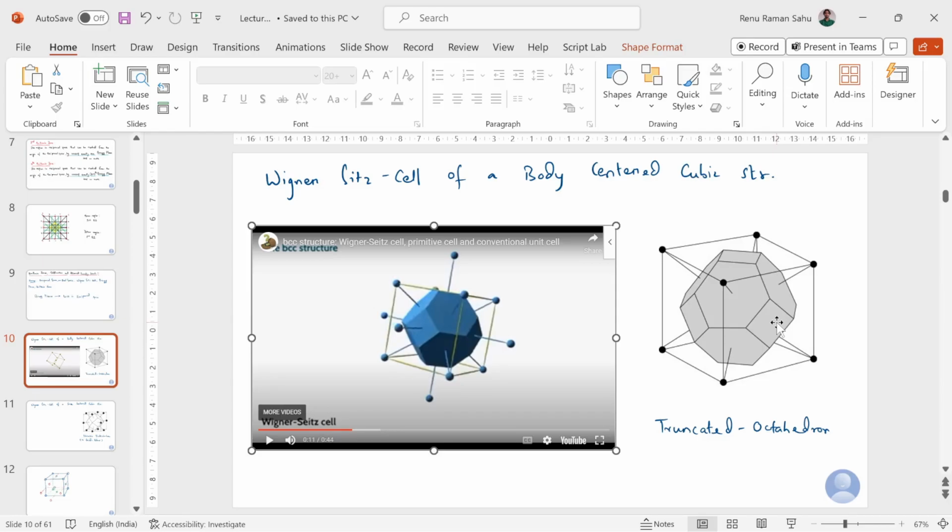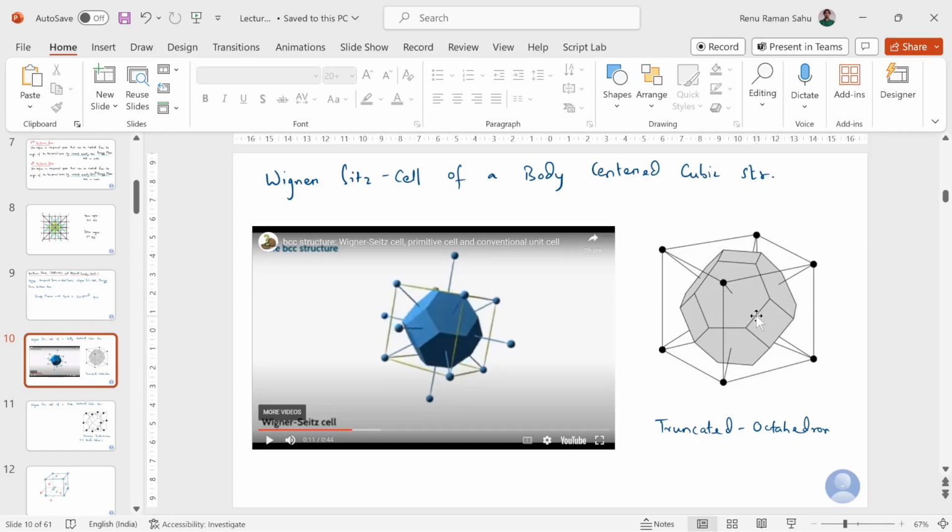Yeah, but there is no face set, and this is parallel to this face of this cube. So the point to note here is that this truncated octahedron is characterized by hexagons and squares. Typically, an octahedron would have only 8 sides of squares, but here it is hexagons and squares.